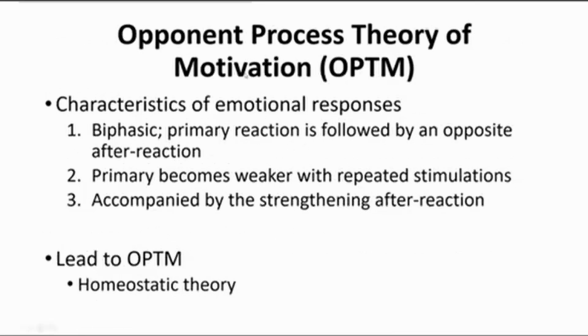And this brings us into the opponent process theory of motivation, or the OPTM. And so we can put these all together. For this OPTM, we're going to see that our emotional responses tend to be biphasic. We have an initial reaction that's usually followed up by an opposite after reaction. Our primary reaction will become weaker with repeated stimulations, and that's accompanied by a strengthening of the after effect. So pretty much exactly what I just said.